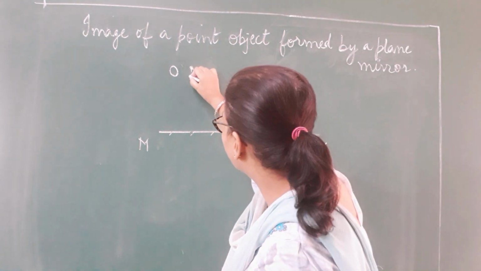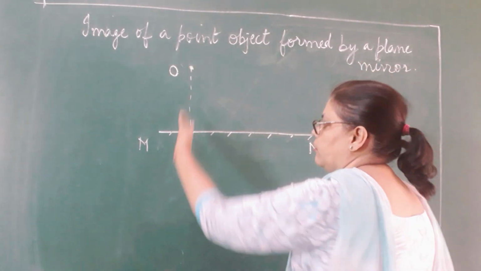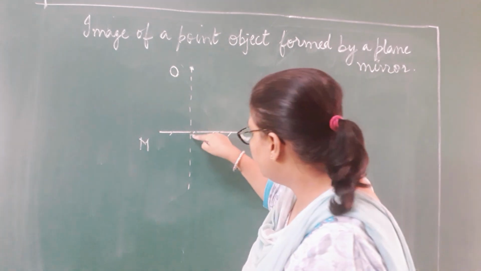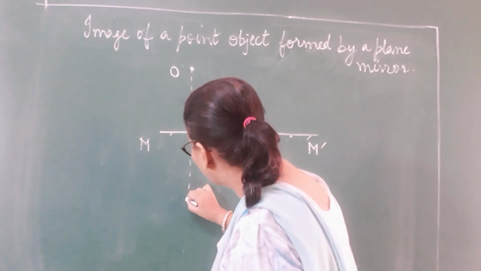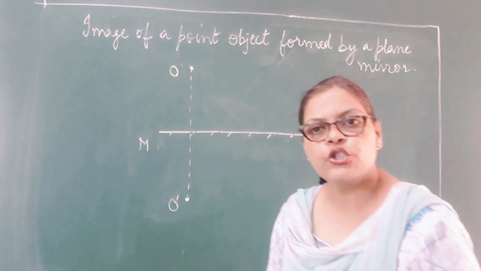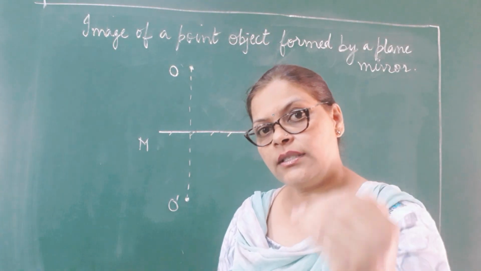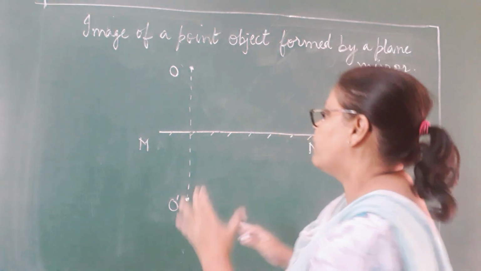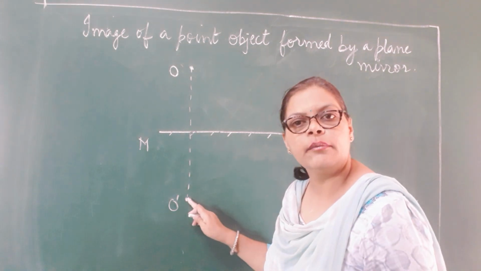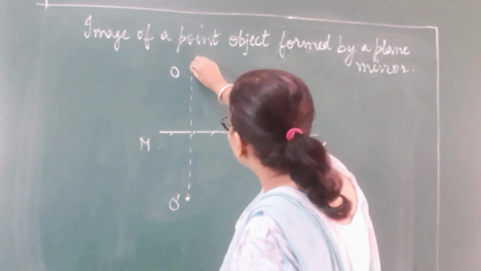Now you will draw a dotted line from this particular dot downwards. Okay, a straight line. And measure the same distance. Suppose this distance is 5 centimeters, you will measure the same distance below and put a dot over here. And this is O dash. This is tentatively where your image should be formed. Because you remember, children, I told you, in a plane mirror, the object distance is equal to the image distance. So if I have taken the object 5 centimeters above, the image should be 5 centimeters below the plane mirror, right?